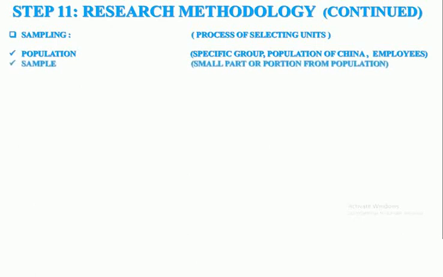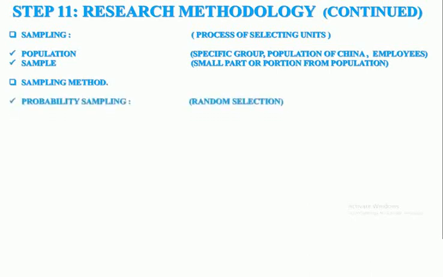Then comes the sampling, which is the process of selecting units. Then comes population, which refers specifically to a group, such as the population of China or employees working in an organization. Then comes your sample, which is a small part or portion from your population. So next is our sampling method, which comes in your research methodology.